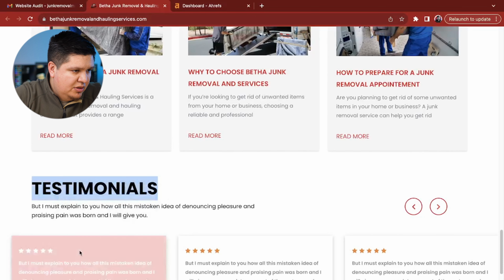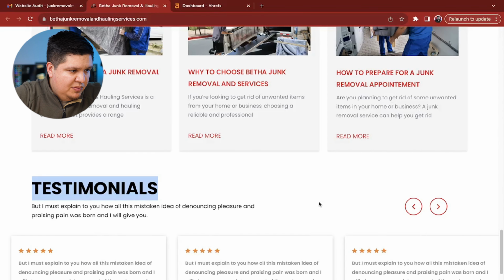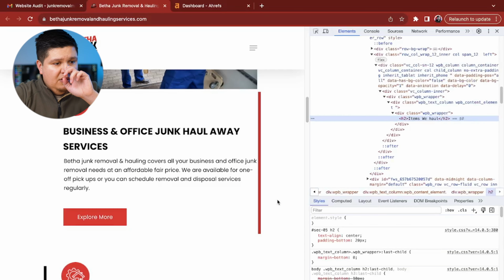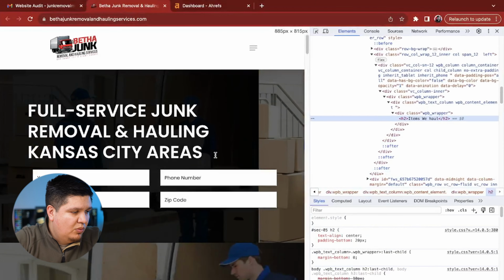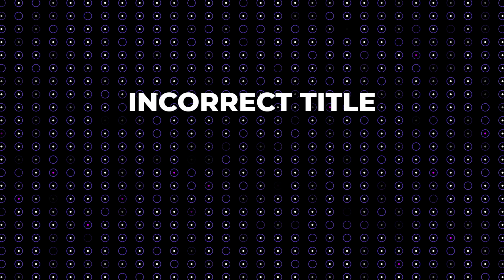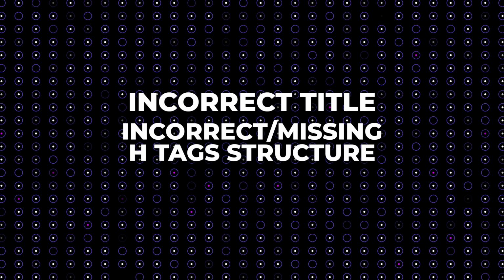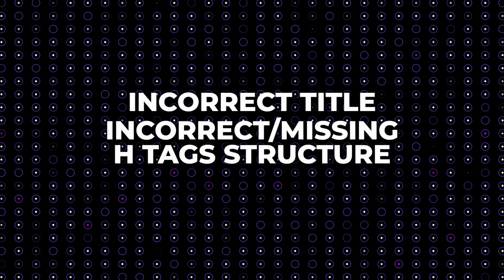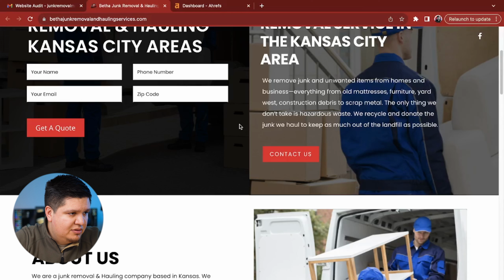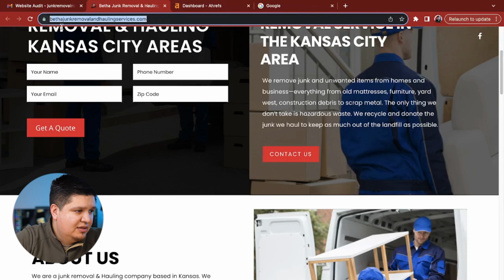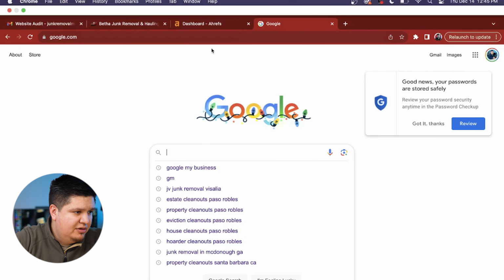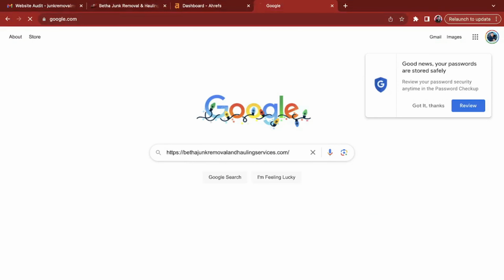And if they did have an H1 tag, the problem is that they probably wouldn't have structured it with the right search phrase. So far, we've discovered that this website has an incorrect title for this specific page. It has incorrect structure for the H2 tags, H3 tags, and it's missing H1 tags. And then the next thing we look for is a meta description. So if I take the whole name of the website, copy and paste it into Google, it's gonna tell us what the meta description is for this specific page.